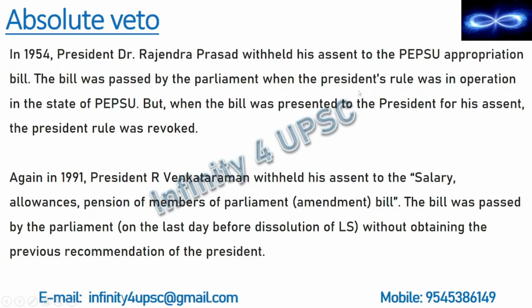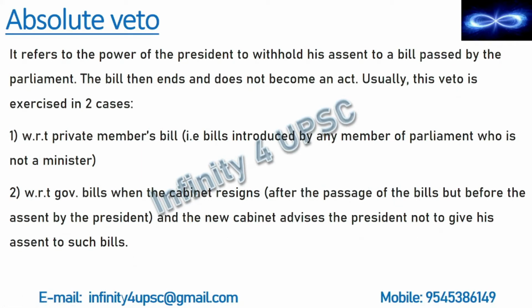So what was the scenario? Earlier the president's rule was in existence, but when the bill was presented to the president for his assent, the president's rule was revoked. Now we have seen something similar here also. Here we had seen that when a government's bill is passed by the parliament, but the government itself has been changed before the president gives assent to that bill, then in that case the president can decide that he will not give the assent.